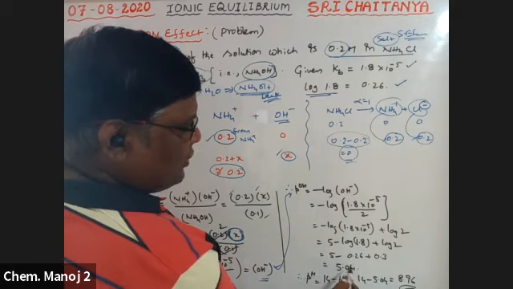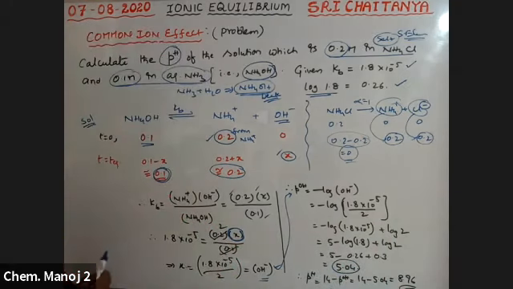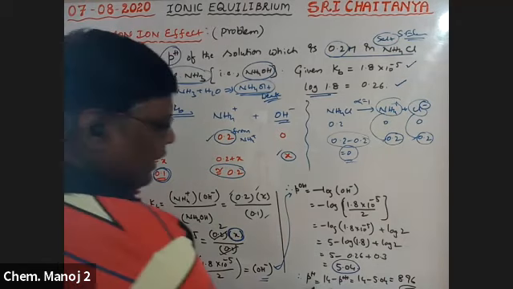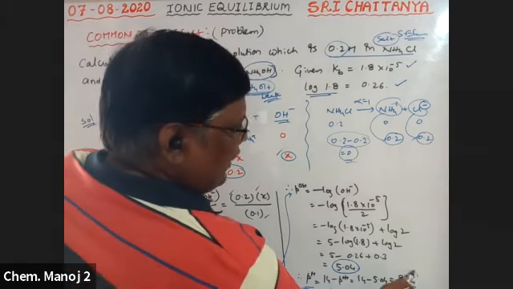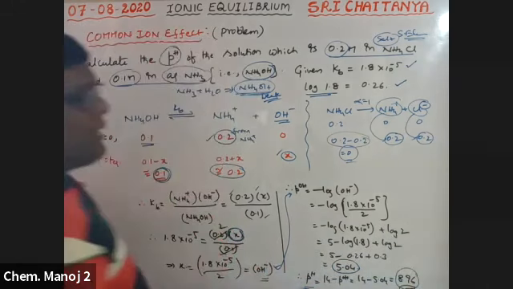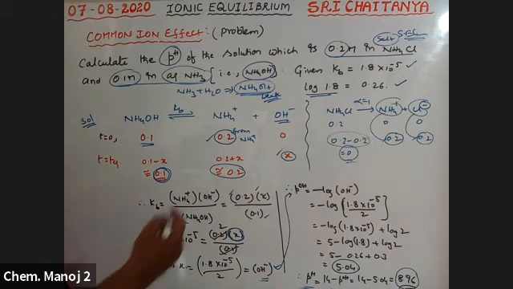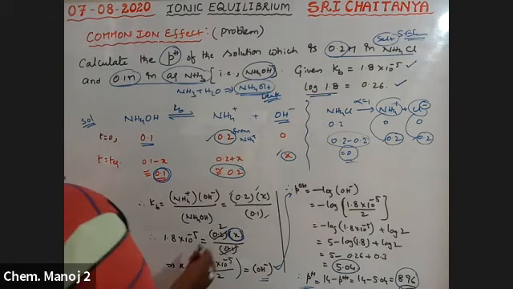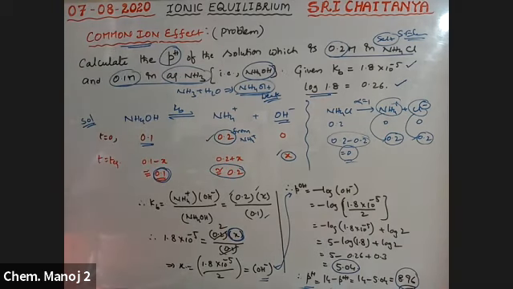After final calculation, pOH is equal to 5.04. But we are asked pH. pH is equal to 14 minus pOH. So the final answer is 8.96. The final answer is 8.96. This is the way to calculate pH or pOH of solutions by using the common ion effect.